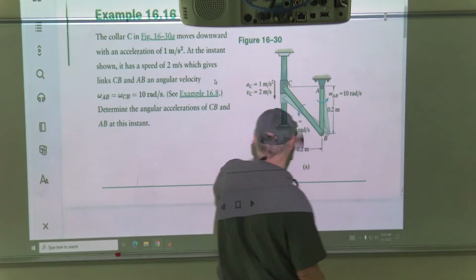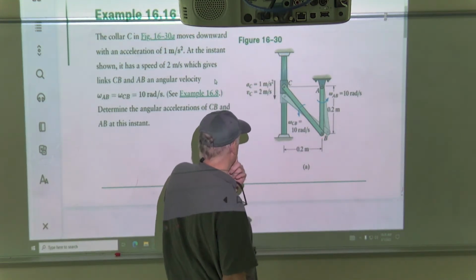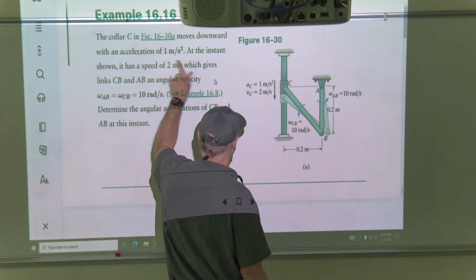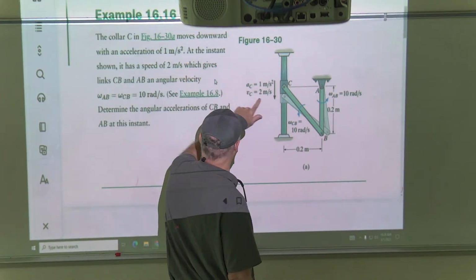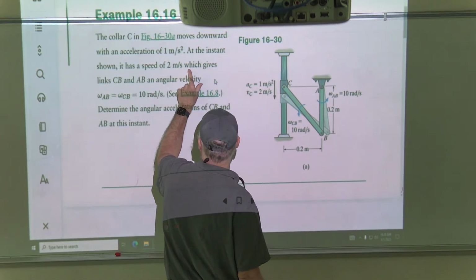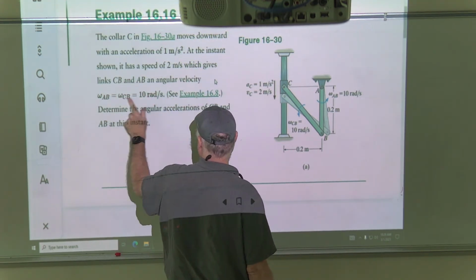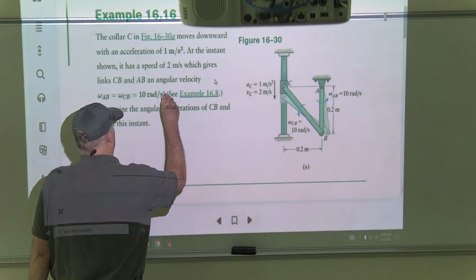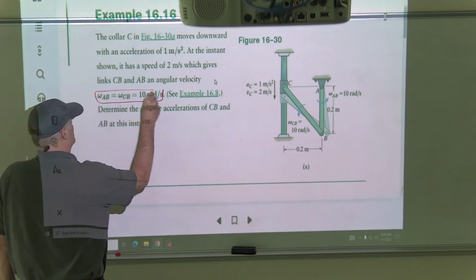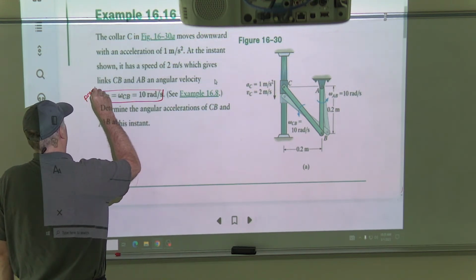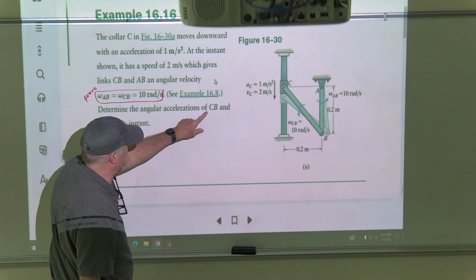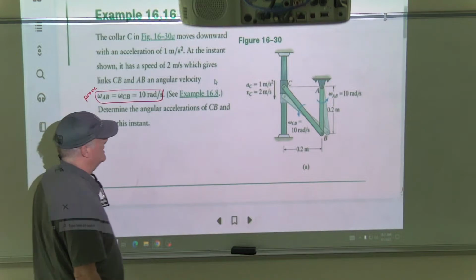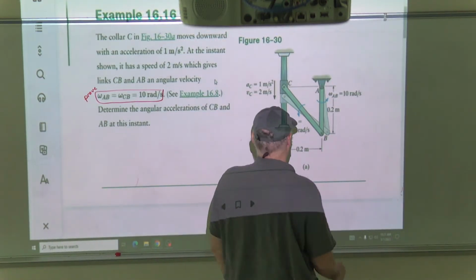Okay, so he gives all the stuff here. He cheats in a way. That's not fair. Okay, so the collar moves down, acceleration of that, and at an instant shown the speed is that, which gives the length CB the angular velocity of that. Now, that's kind of cheating because actually what we'll do real quick is we'll prove this and then determine the angular acceleration of the CB and AB at the instant. So first let's prove that.